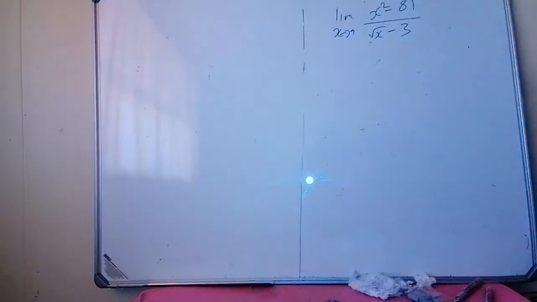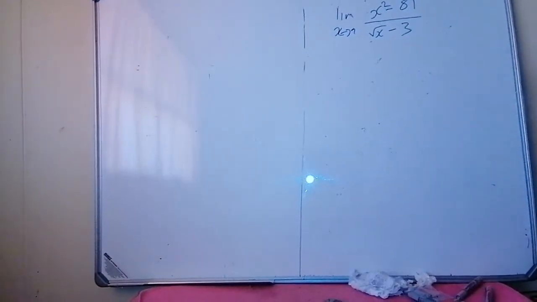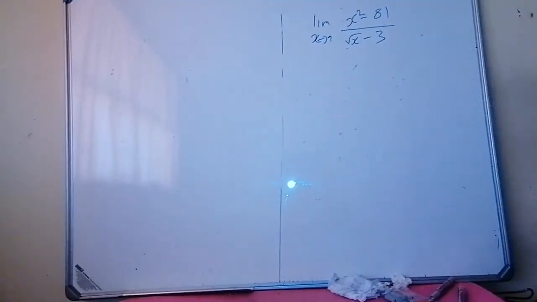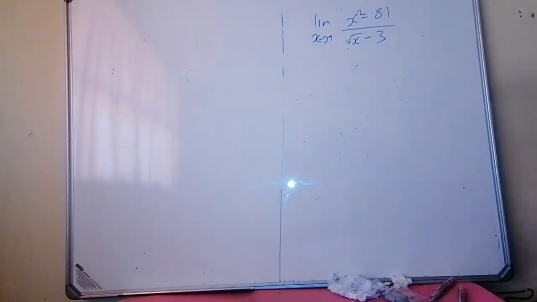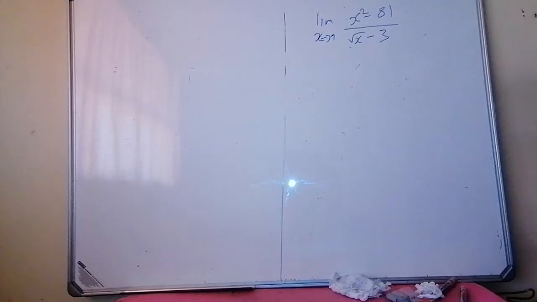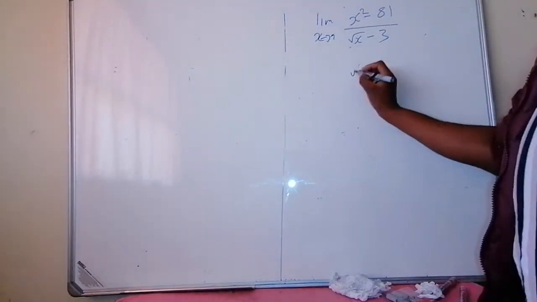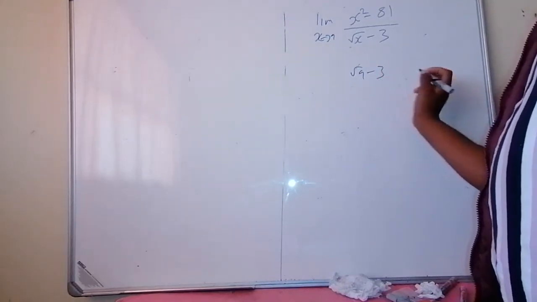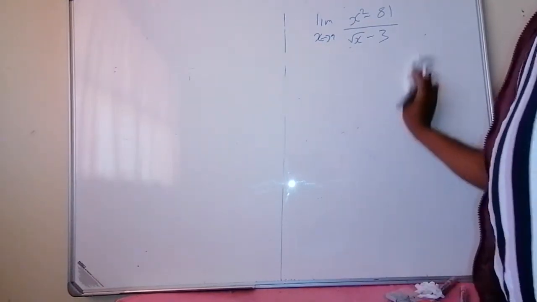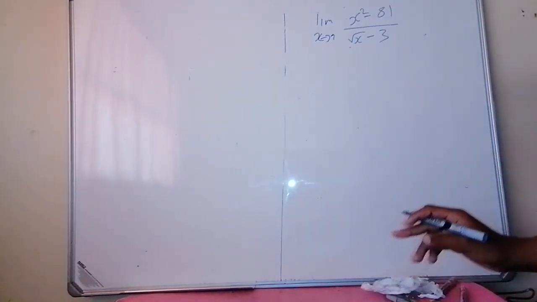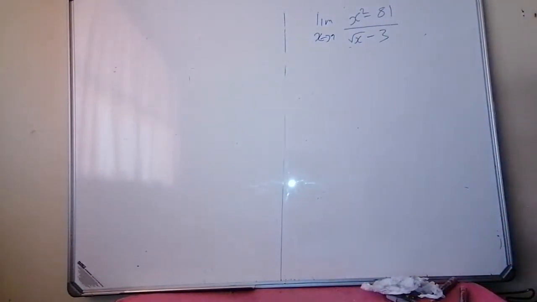So today I'm going to show you how we evaluate the limit. You will remember that I told you that the first thing we do before we can evaluate any limit is to do a direct substitution. See if the direct substitution will work. If we perform a direct substitution there, that is going to be the square root of 9 minus 3, which is 0. We know that we're not allowed to divide a number by 0. So let's simplify this.